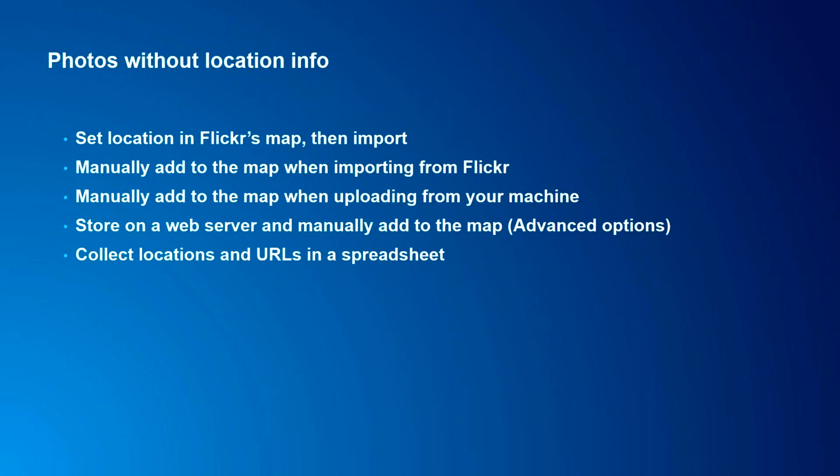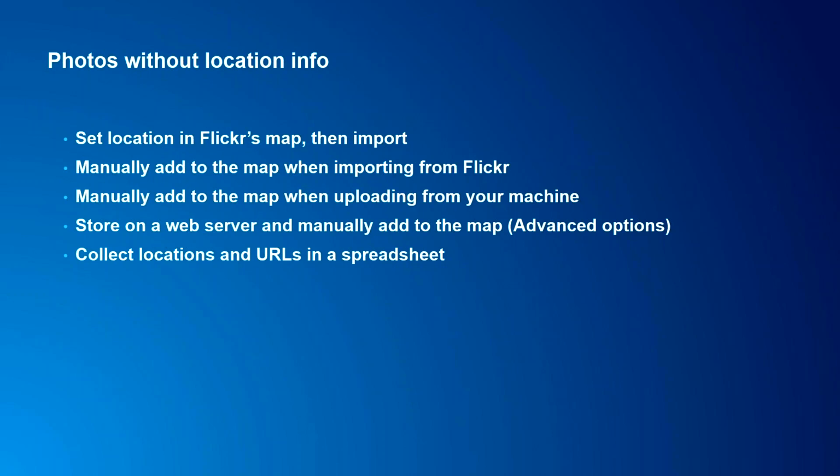So some of the options include setting the location within Flickr if you're using that to manage your photos. They have their own locating workflow if you want to associate your photos with a place on the map, and then import them into the map tour. You can, as we saw, manually add them to the map when you import from Flickr. You can manually add to the map when you upload from your machine, which is the workflow I just showed.